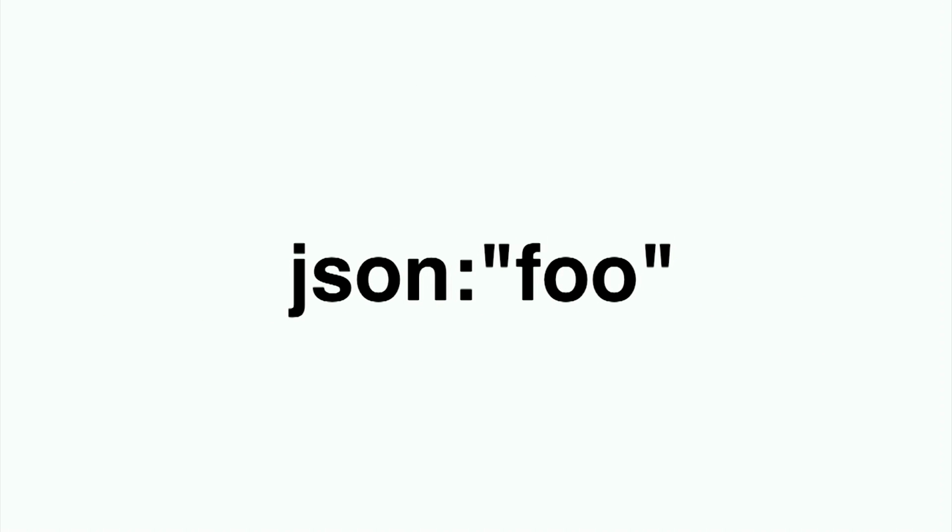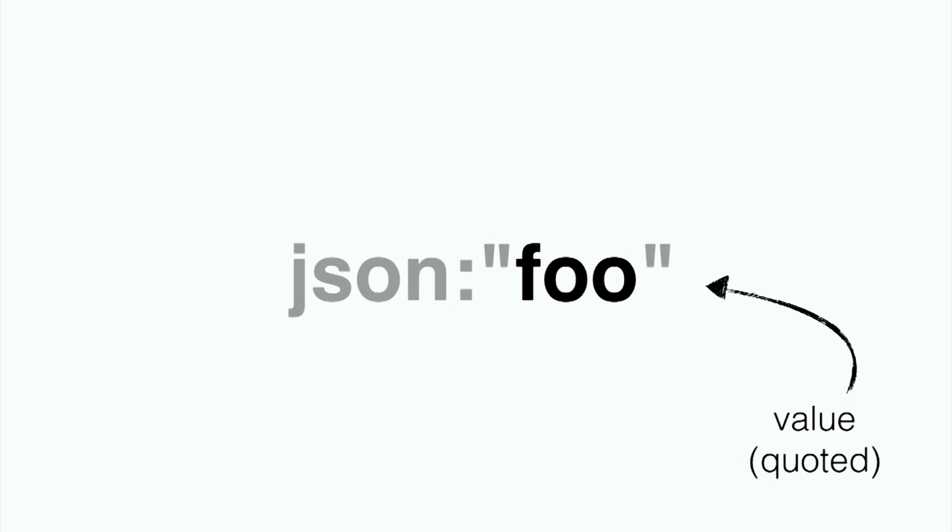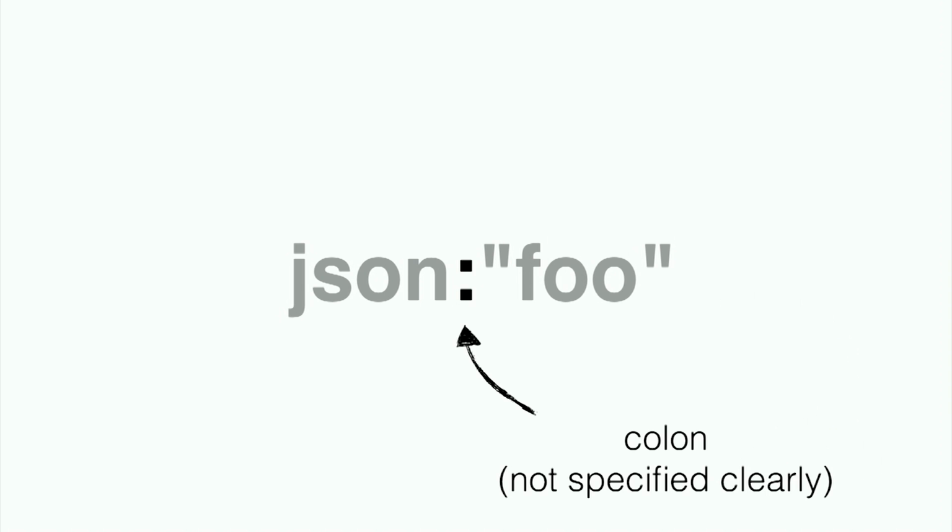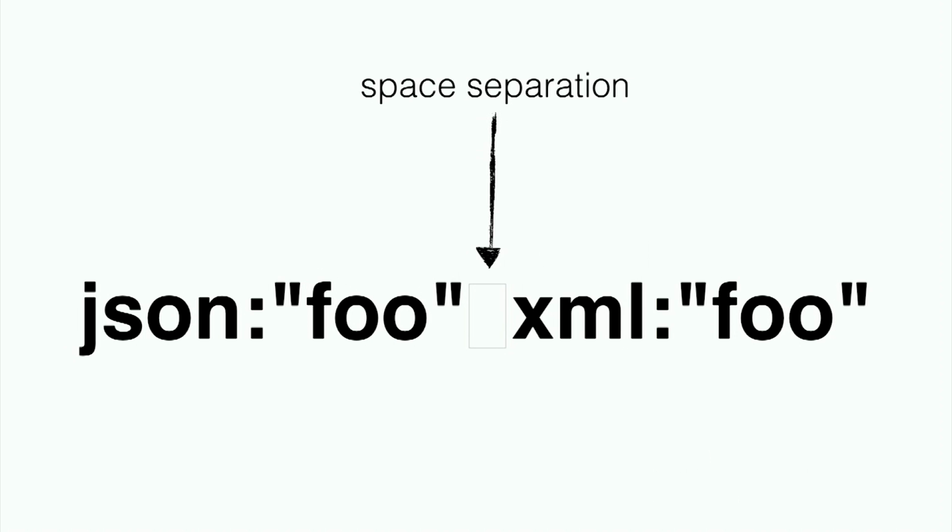So let's start with this simple, basic struct tag. The first thing is the key. The key is an unquoted string literal. Then comes the value, which is quoted. Between the key and the value there is a separator, and it's the colon. This is not very clearly specified if you read it. And you can have multiple key-value pairs, and if you want multiple pairs, you have to use a space between them.